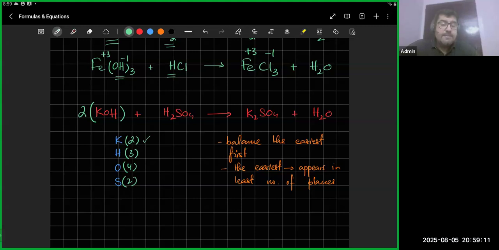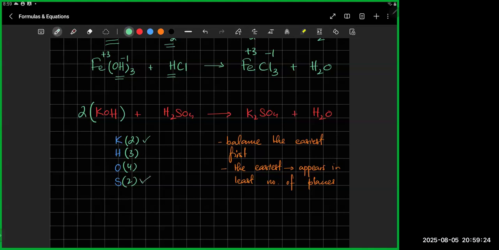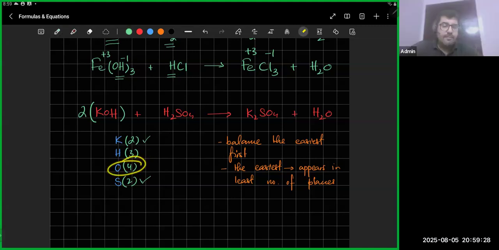The potassium is balanced, but who to balance next? You have to find the easy one, right? So that's going to be sulfur. Sulfur is easy. Remember, oxygen is too difficult. People get stuck because they try to balance the more difficult one. So never try to balance the more difficult one.